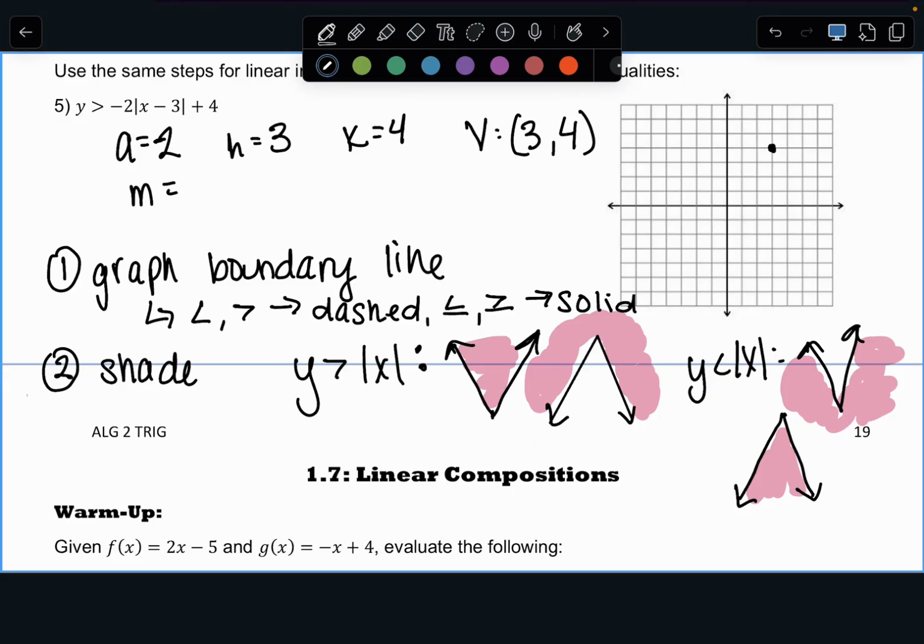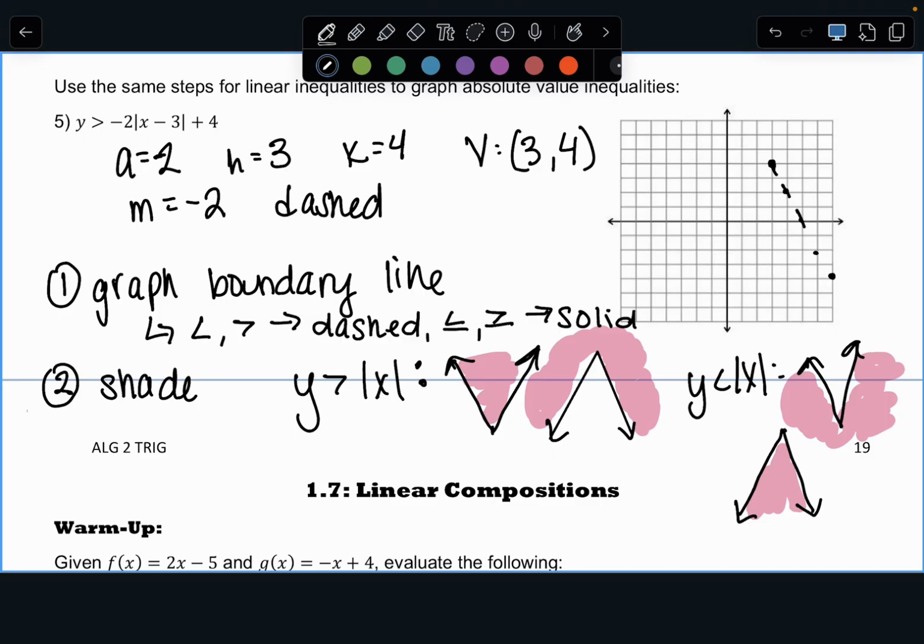What's the slope on the right-hand side? -2. Is this going to be a dashed or a solid line? Dashed, because it's strictly greater than. So I'm going to count my slope on the right-hand side and then draw a dashed line. Like so. Repeat the process on the left with a positive slope. And that's my graph.